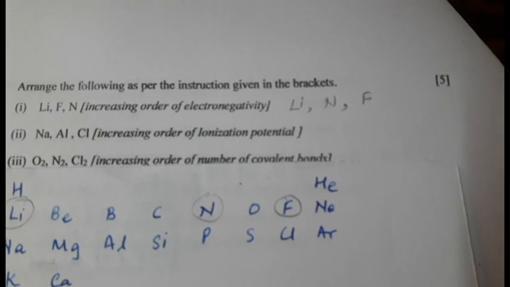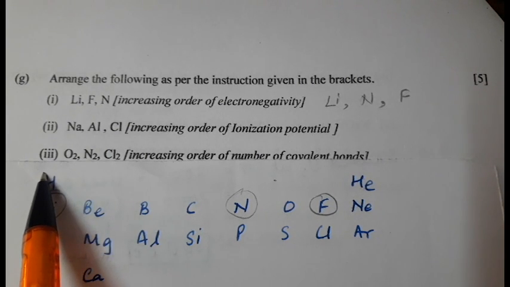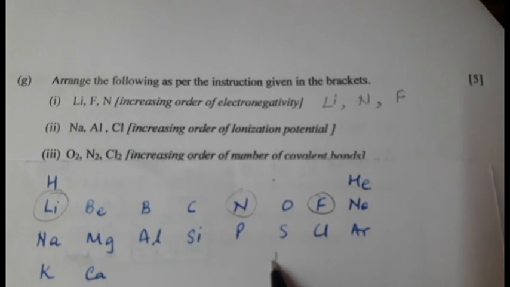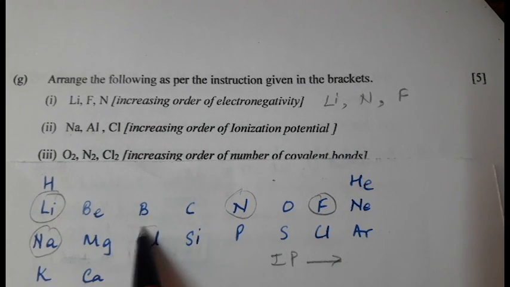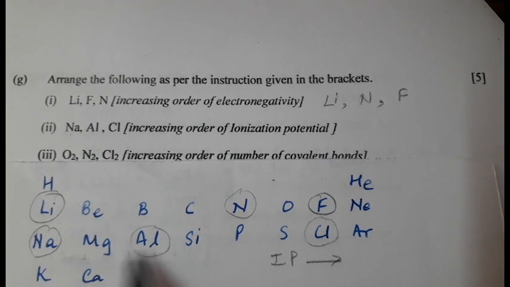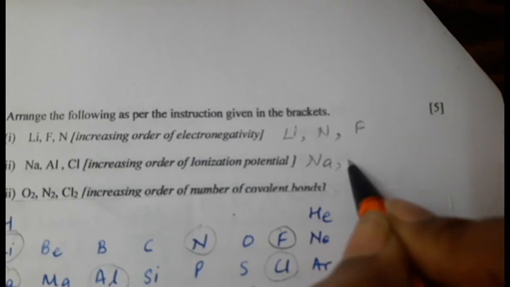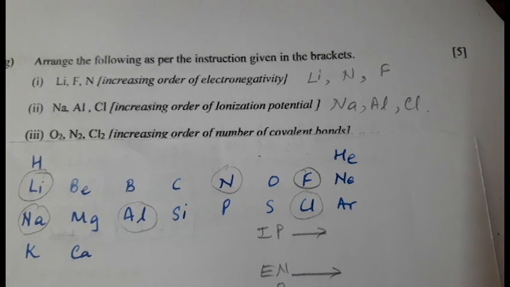Na, Al, Cl, increasing order of ionization potential. Now we know in the periodic table, this is your group 1A, this way. It will have the least ionization potential. This one will have 7A, will be having the maximum ionization potential. So ionization potential is also increasing across the period, and these are period 3, can you see this? Sodium, aluminium and chlorine. So they are already in the increasing order, so this order will remain the same. This will be the increasing order of ionization potential. Then we come to the next one.